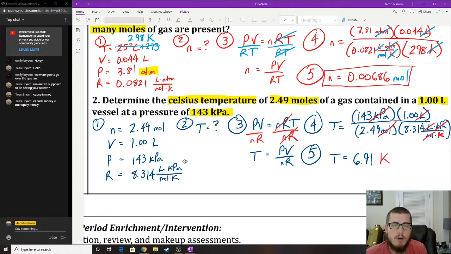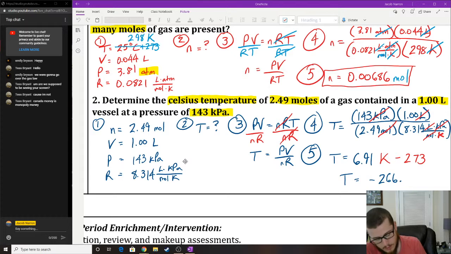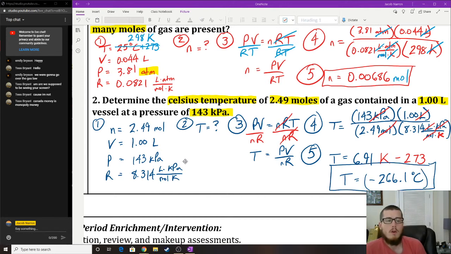And so whenever you're going from Celsius to Kelvin or Kelvin to Celsius, that 273 number comes in handy. In this case, I'm going to subtract 273 in order to get my Celsius value. So it's going to be really small. So this is going to be negative 266.1 degrees Celsius. There's my answer. I'll box it.